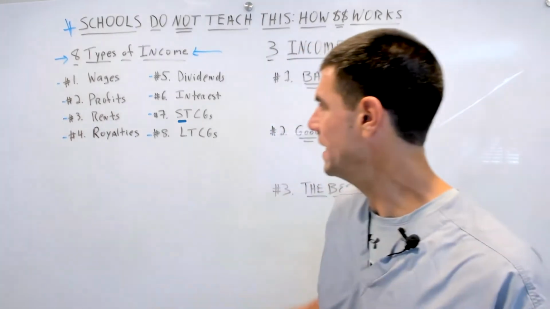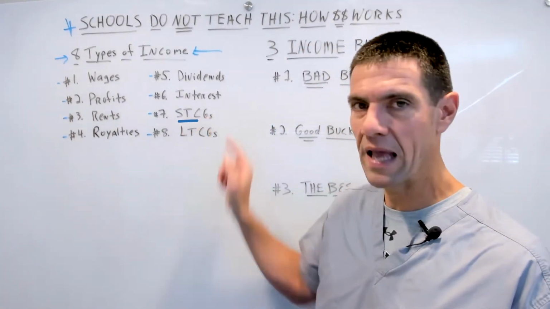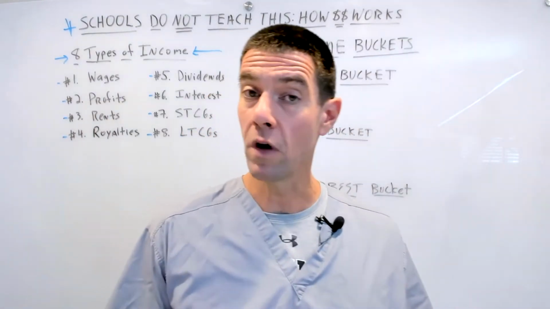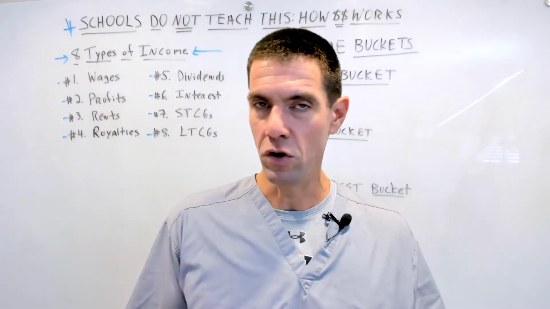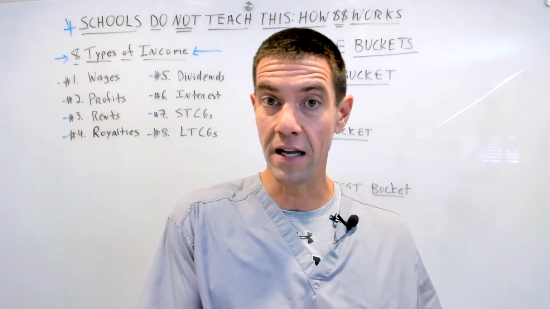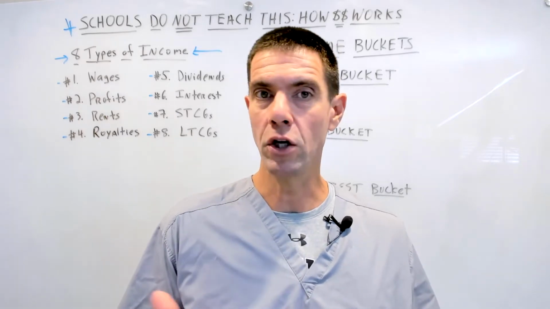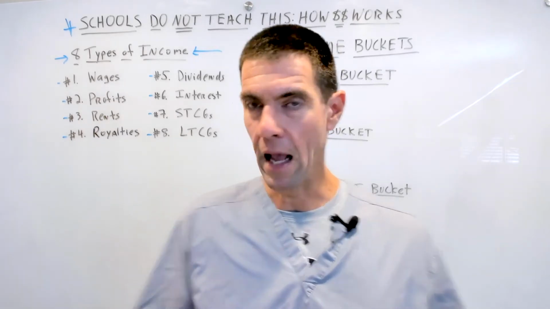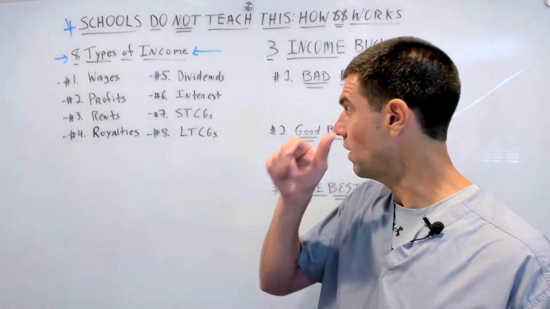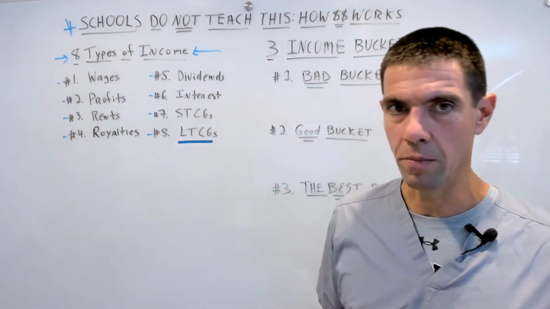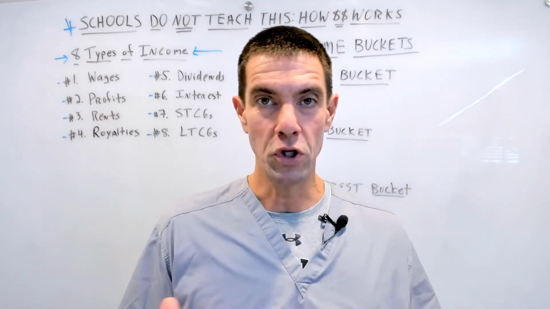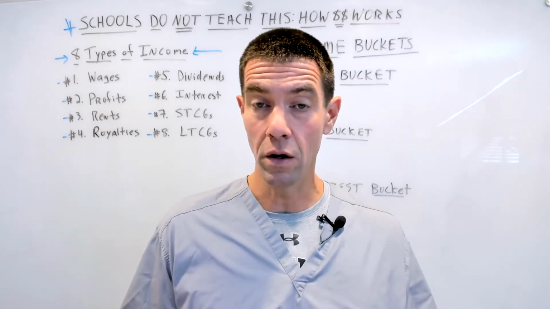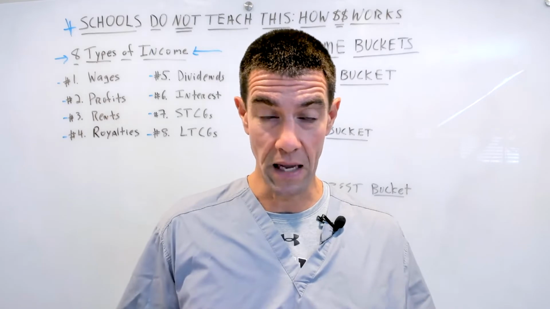Number 7 is short-term capital gains. This is where you sell something of value, such as real estate. So if you buy a house and then you turn around and sell it in less than a year, you're going to have a short-term capital gain. Now, on the flip side of that, which is our last type of income, is a long-term capital gain. So if you sell that same house, but you hold it for at least a year, then you're going to have long-term capital gains.